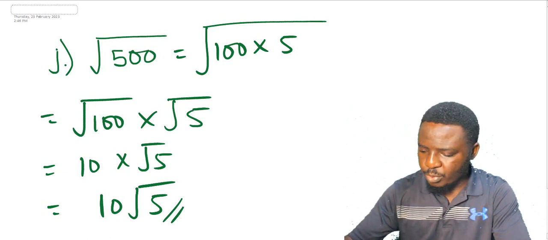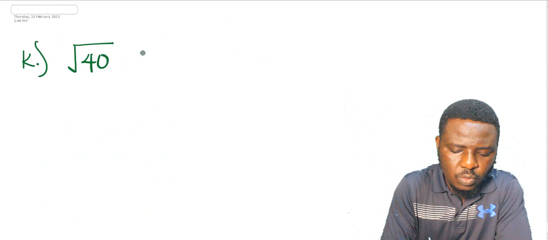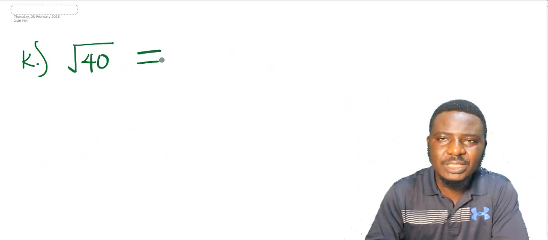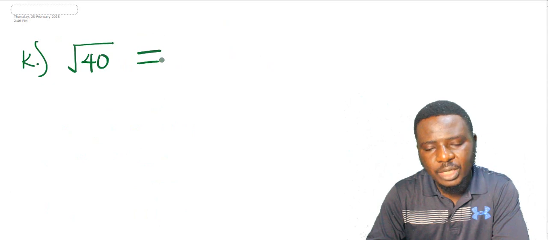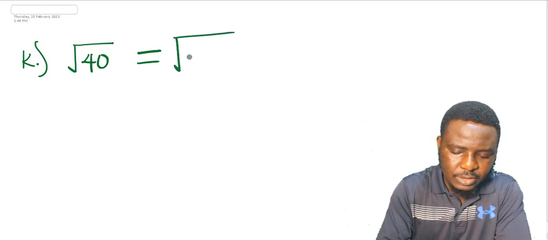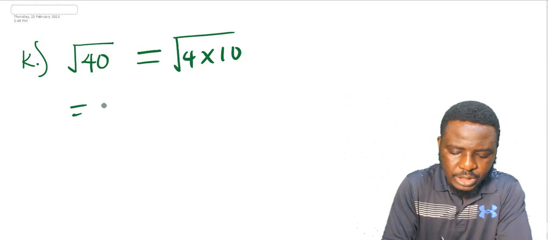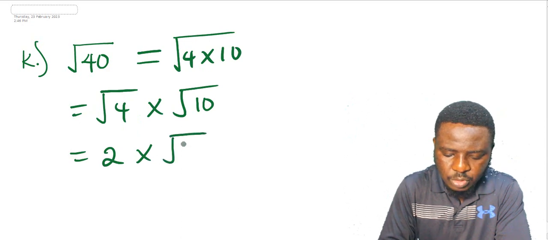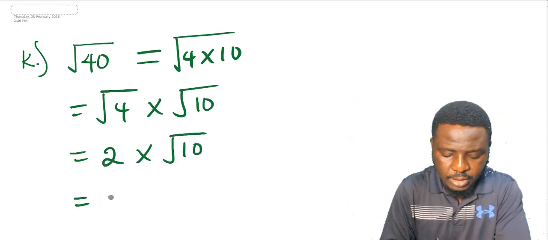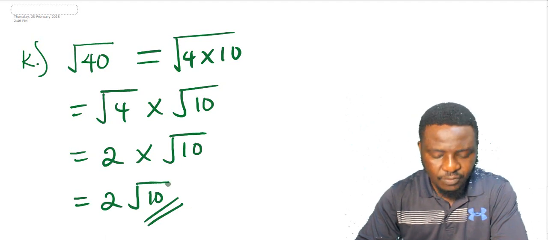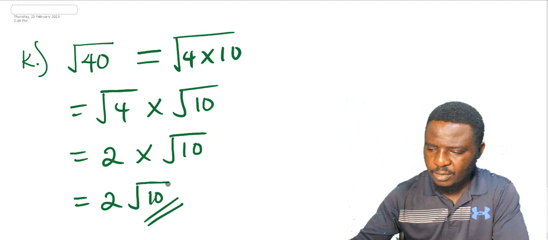Root 40. 40 can be said to be 4 times 10 or 2 times 20, but for 2 times 20, none is a perfect square, so we use the least perfect square, which is 4, times 10. So this becomes root 4 times root 10, and the square root of 4 is 2, times root 10. Root 10 cannot be broken down further, so this is said to be 2 root 10. But watch out, if it can be simplified further where one factor is a perfect square, please kindly break it further.